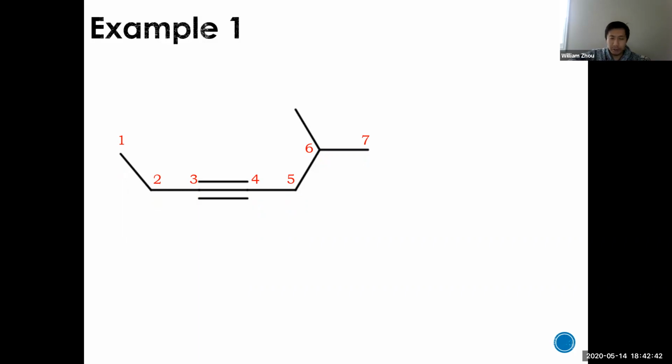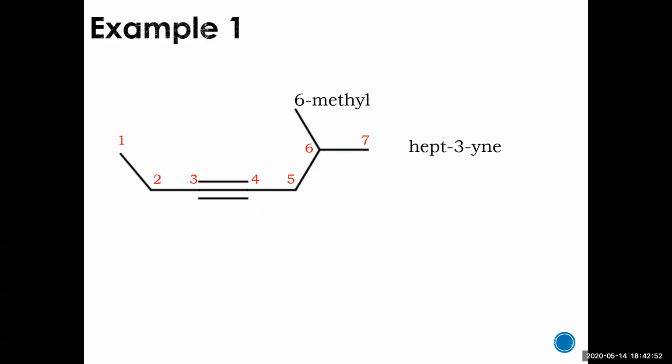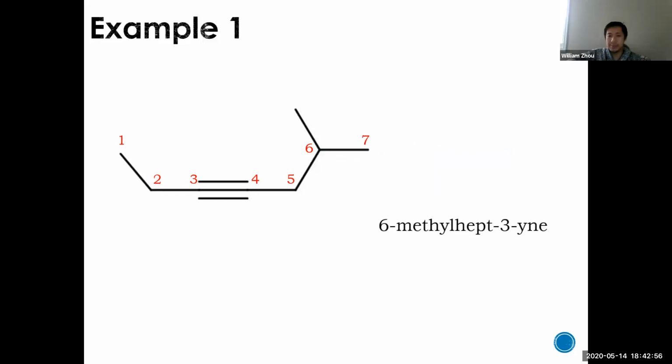Okay, you must ensure that the triple bond has the lowest possible number. So once you get that, well, that's hept-3-yne, because the triple bond is at carbon number 3. That's 6-methyl. You put that together, you get 6-methylhept-3-yne. Okay, is this clear? Basically the same thing as double bonds, okay?